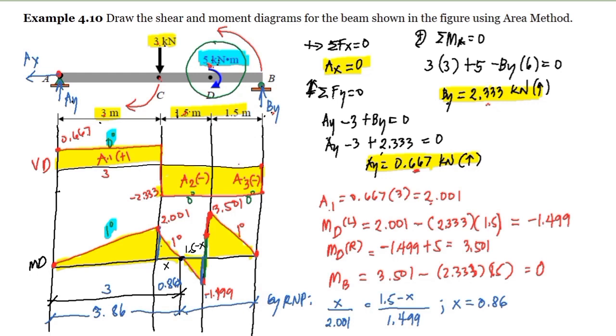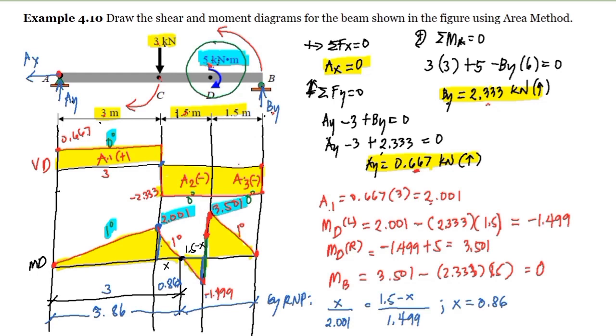Now, in the property of our shear and moment diagram, it says that the location of the zero shear is always the location of the maximum moment. As you can see here, our zero shear is here, so we expect our maximum moment to also be at point C, which is 2.001. But if we look at our moment diagram, that is not our maximum moment. Our maximum moment is this, 3.501.